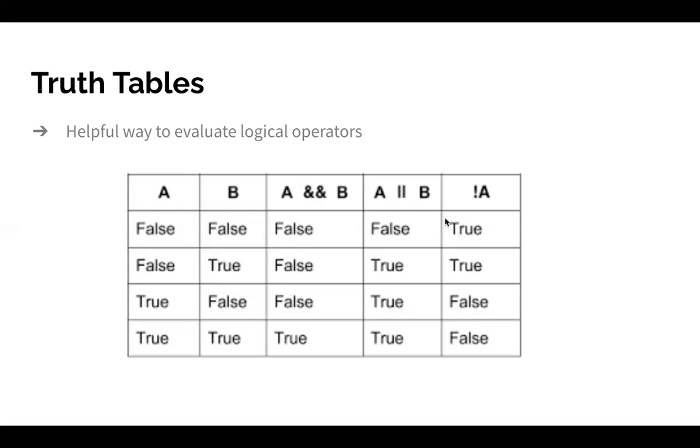Next one is A or B, so either A could be true or B could be true, or both of them could be true.